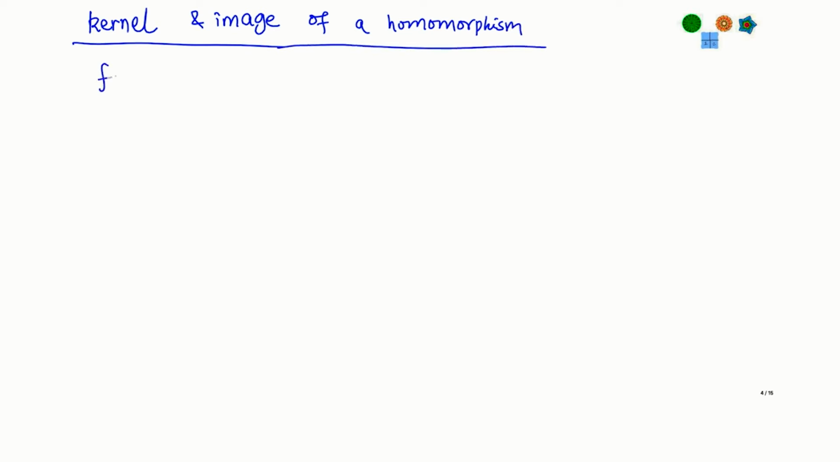Now, two more important notions, which again you have seen already in the case of groups and rings and so on, are the kernel and the image of a homomorphism. So suppose I have F from M to N. Suppose this is a homomorphism of R modules. So let's say both M and N are modules over a fixed ring R. Then we talk about the kernel. So this is the definition.